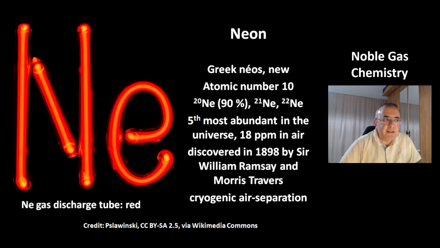Neon in a gas discharge tube gives you a red color. Its name comes from Greek neos, which means new. Atomic number is 10. There are 3 isotopes, the most abundant of which is neon-20.